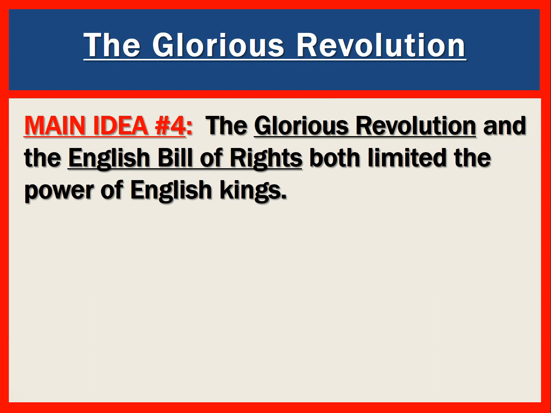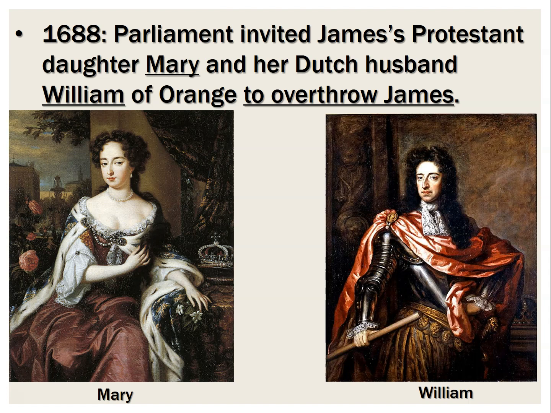So main idea number 4, the Glorious Revolution and the English Bill of Rights both limited the power of English kings. So in 1688, Parliament reaches out to James II's daughter. Her name's Mary. She was living in the Netherlands at the time, married to a Dutch guy named William of Orange. So the Parliament says, listen, your dad is out of control. We've got to get rid of him. Would you like to replace him? So Mary and William agree to overthrow James II.